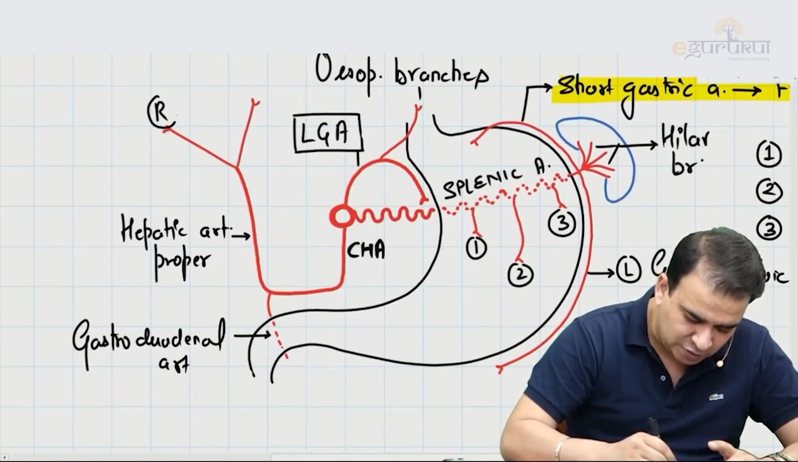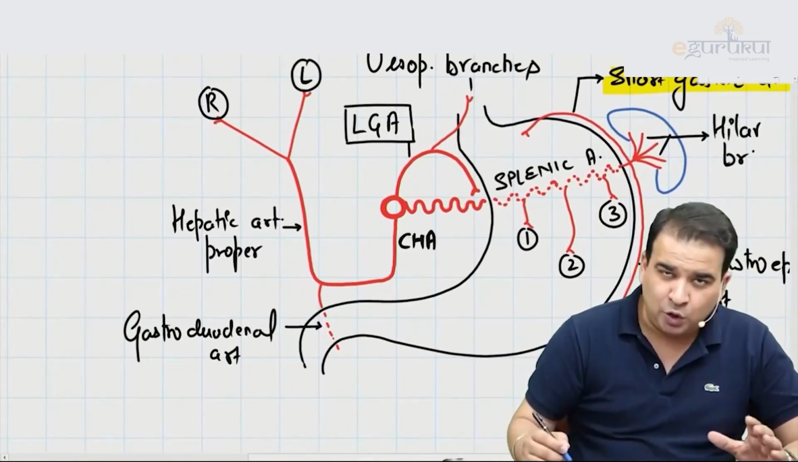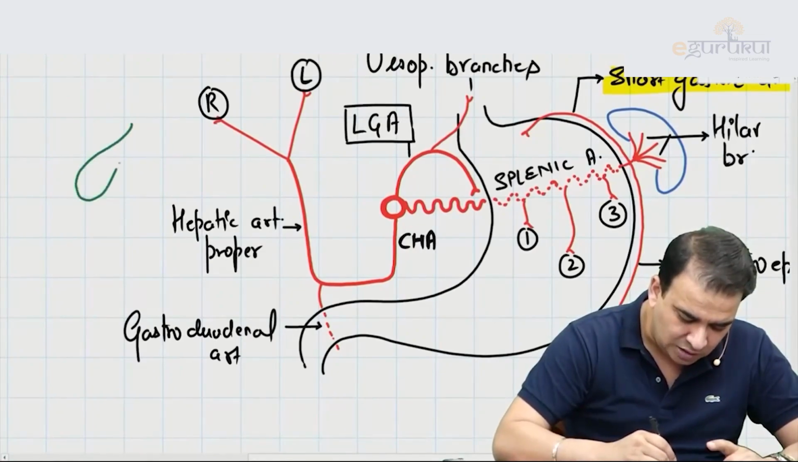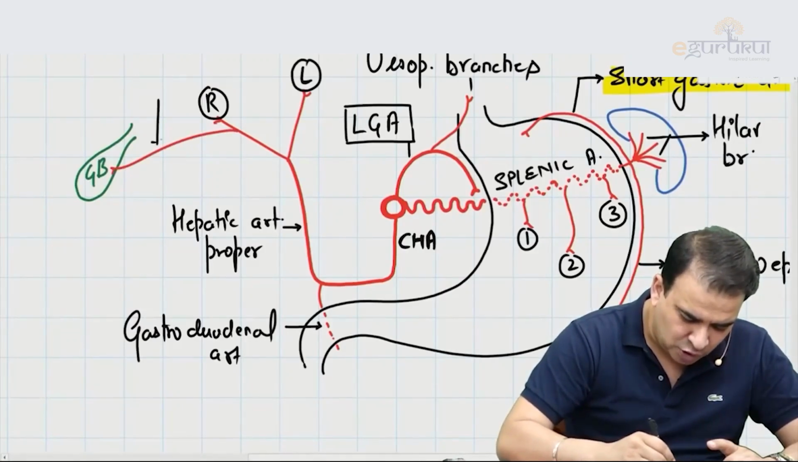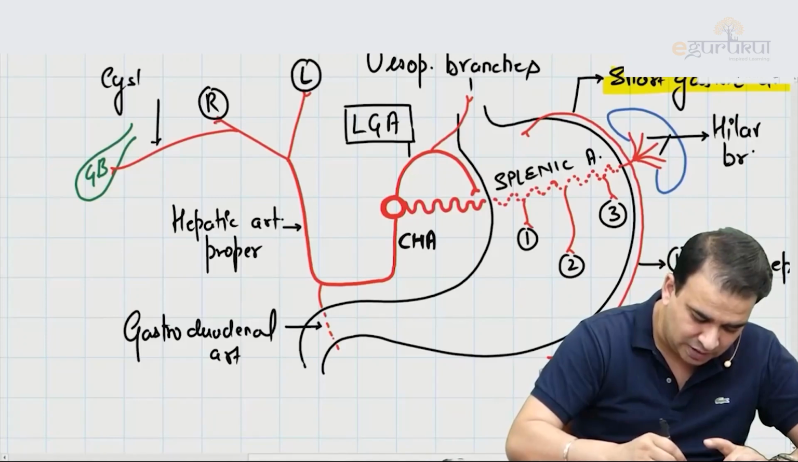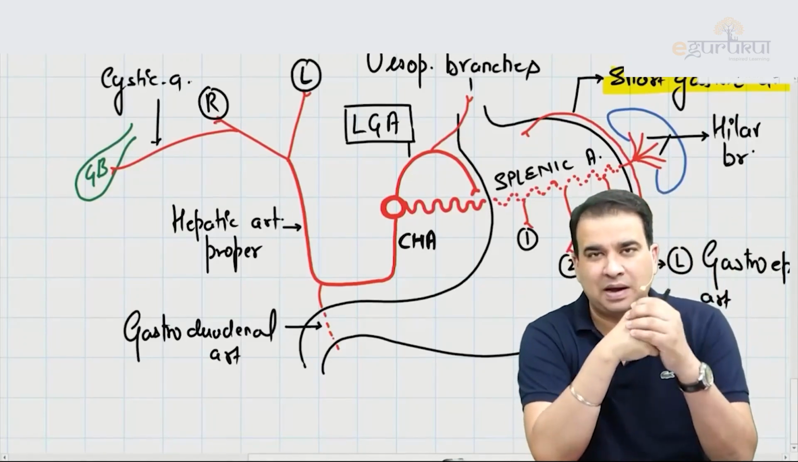Let's say this is the right branch of hepatic artery and there is a left branch of hepatic artery, once again before entering the liver only. And usually, not always, the right branch of hepatic artery is the one which supplies the gall bladder. So cystic artery is most commonly the right branch of hepatic artery proper. That is the cystic artery, which, as I said, usually comes from the right branch of hepatic artery proper.